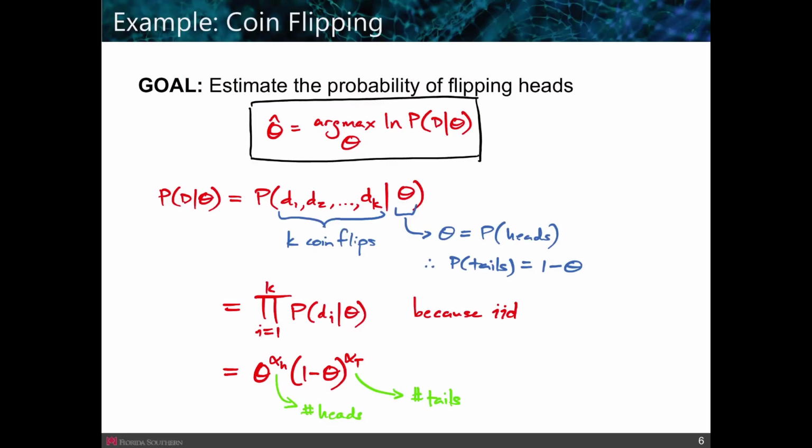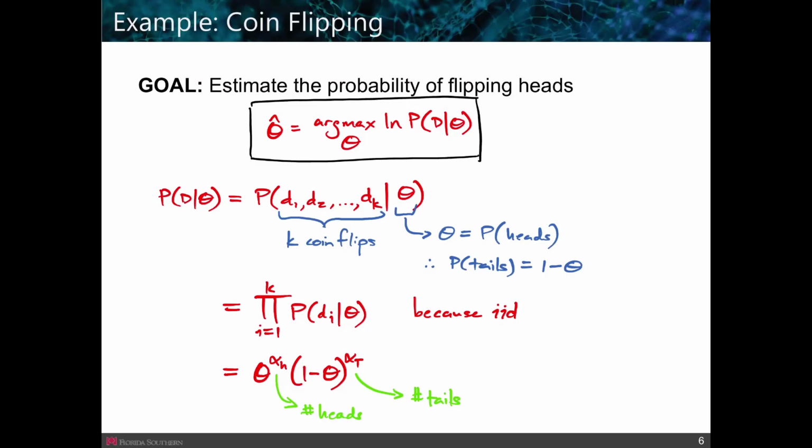Okay, and then we were starting to work through this example of estimating the probability of flipping heads. So we said here that the data D is all of the coin flips. So we have D1, D2, up to DK. Okay, and theta, the parameter we care about, is the probability of flipping heads. Without loss of generality, we could have defined theta as the probability of flipping tails. The important distinction here is that if we define theta as being heads, then tails is simply 1 minus theta, right? Those probabilities have to sum to 1 based on the axioms of probability.